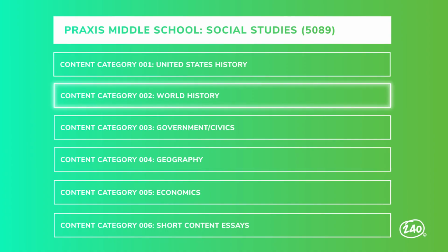Category 2 is all about world history. Just like in Category 1, you'll need to know about chronological developments and major themes, but this time for the whole world. So basically, everything that's ever happened in every part of the world from 8000 BCE to present day.